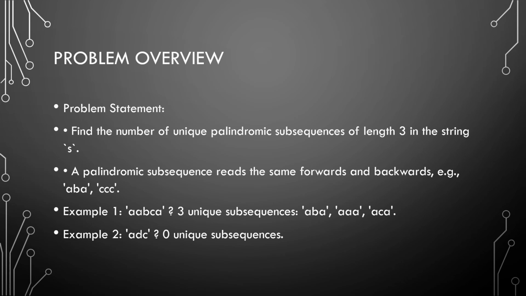A palindromic subsequence is a sequence that reads the same backward and forward. For example, ABA and CCC are palindromic subsequences while ABC is not. In our example, given the string AABCA, we can identify three unique palindromic subsequences: ABA, AAA, and ACA. Conversely, the string ADC does not contain any valid palindromic subsequences, yielding an output of 0.